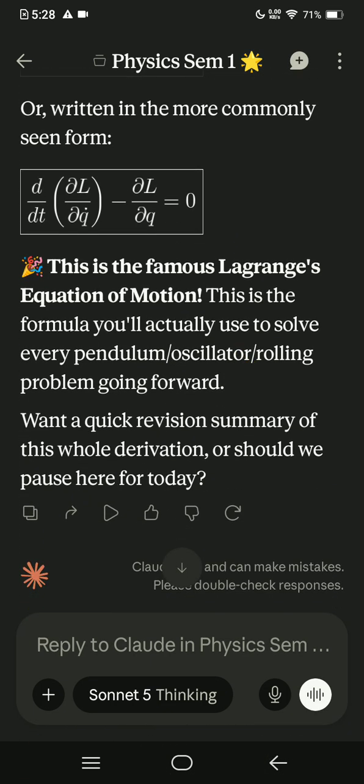This is the famous Lagrange's equation, Lagrange's equation of motion. This is the formula you'll actually use to solve every pendulum, oscillator, rolling problem going forward. And that's it.